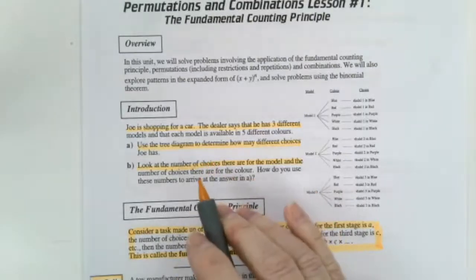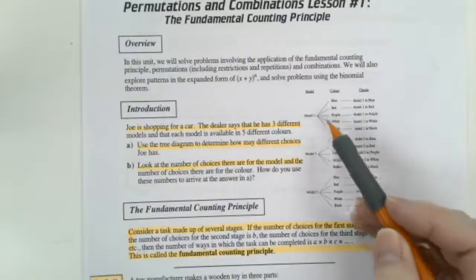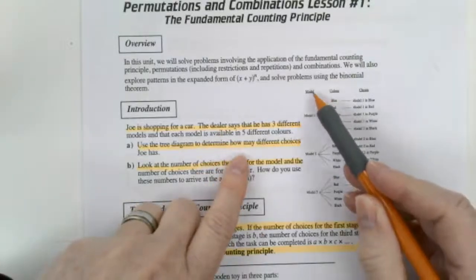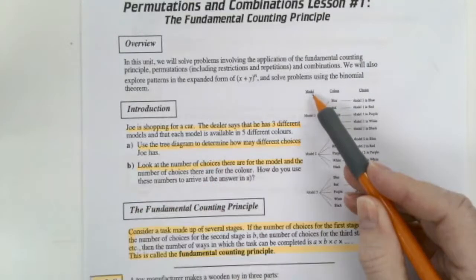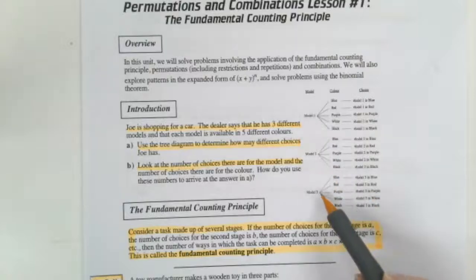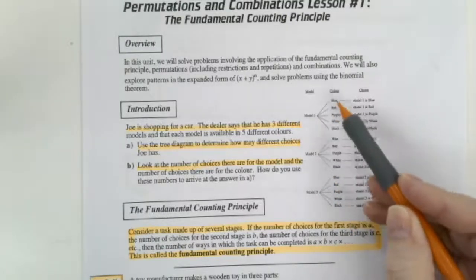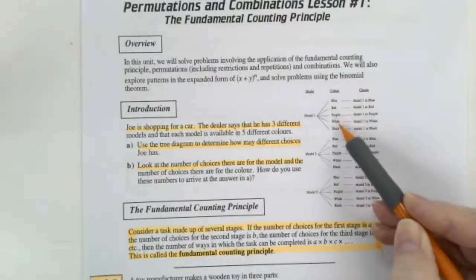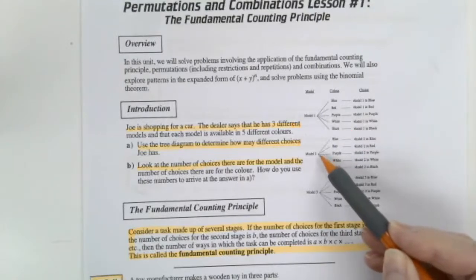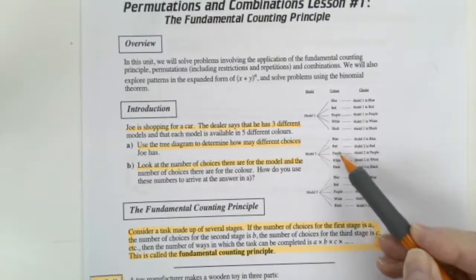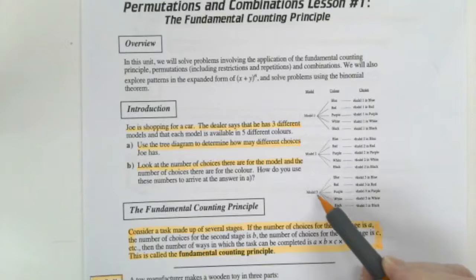So tree diagrams are really helpful. He's got 3 different choices of the model. So model 1, 2, or 3. If he chooses model 1, he can choose blue, red, purple, white, or black. And then same thing if he chooses model 2: blue, red, purple, white, black. Same for model 3.